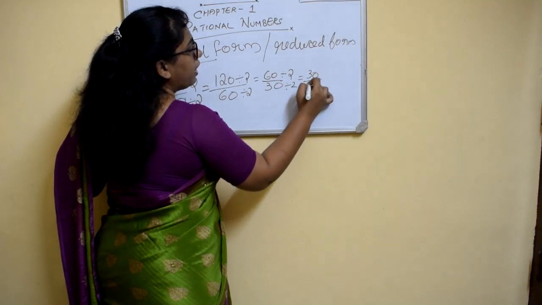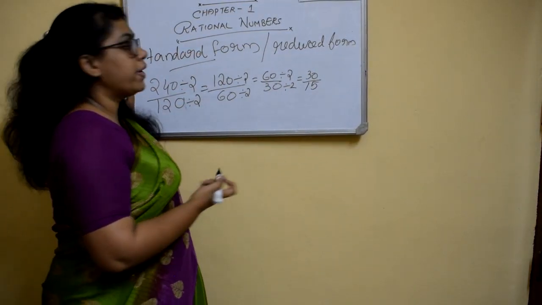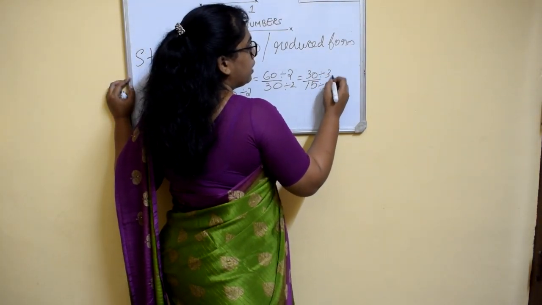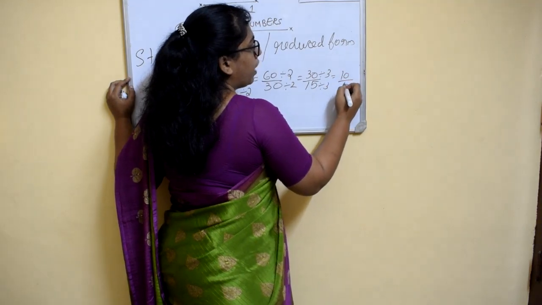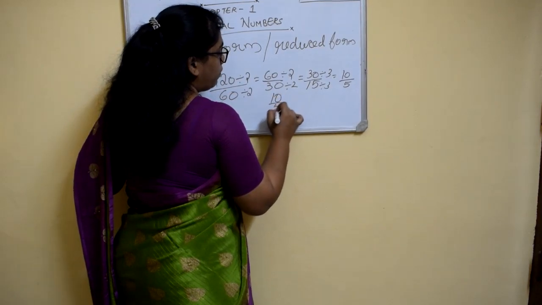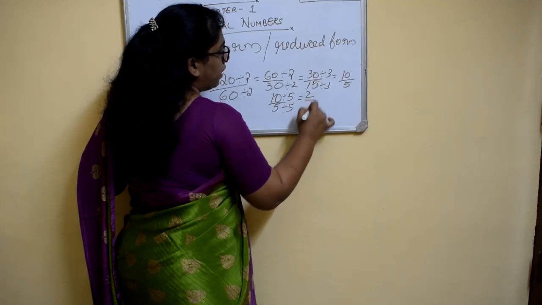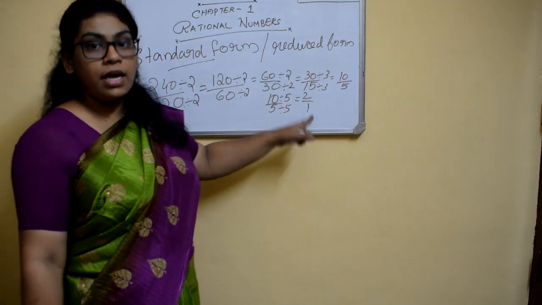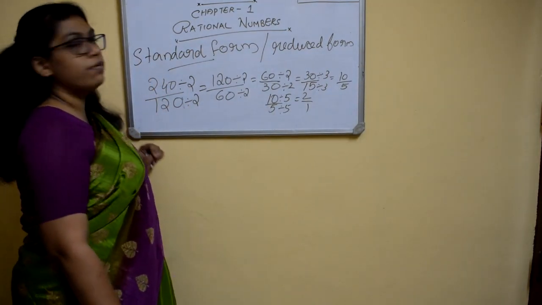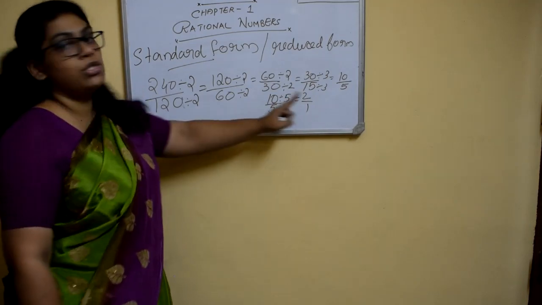30 by 15. What is the common factor between them? Here 3 is a common factor. What is the answer? 10 by 5. Then for 10 by 5 the common factor is 5. So what is the answer? 2 by 1. So 2 by 1 is the standard form or reduced form of 240 by 120.